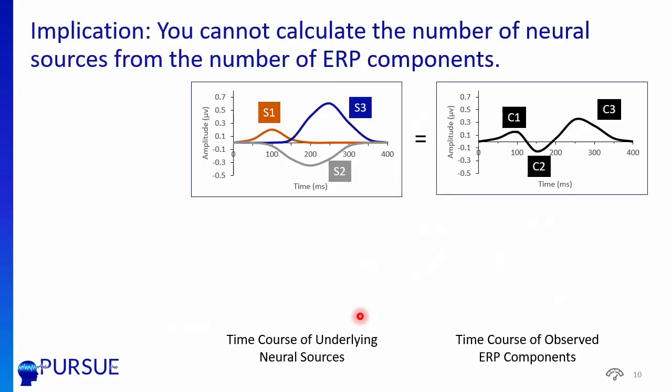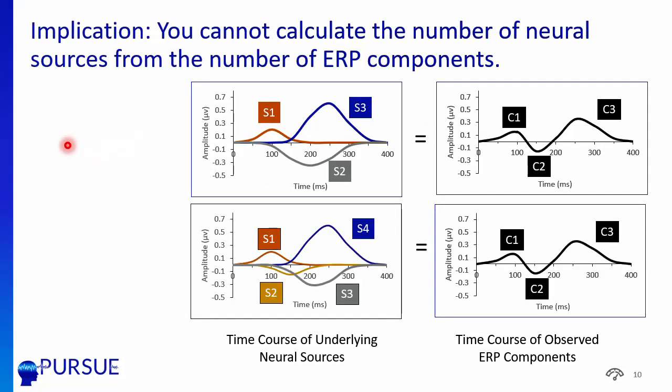Here's an example that illustrates this possibility. In the previous example, we had three sources on the left, and we ended up with three ERP components. But this doesn't happen all the time. Sometimes you could have more neural sources, like in this case, where we have four neural sources, and when they add together, we only have three ERP components. So that's possible too. You can't deduce the number of neural sources simply from the ERP components.